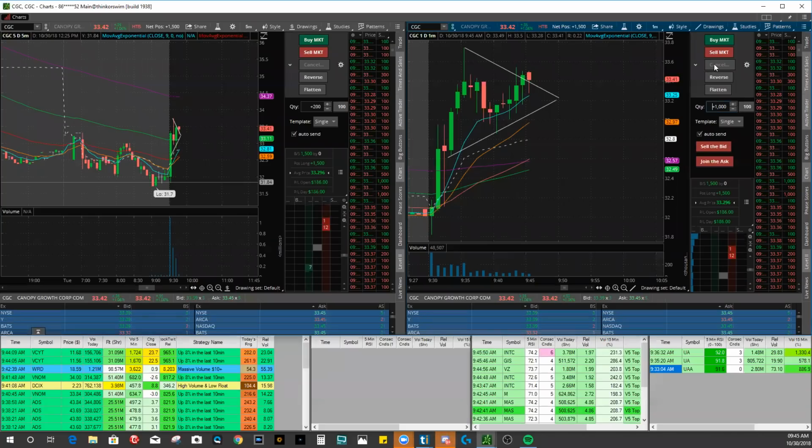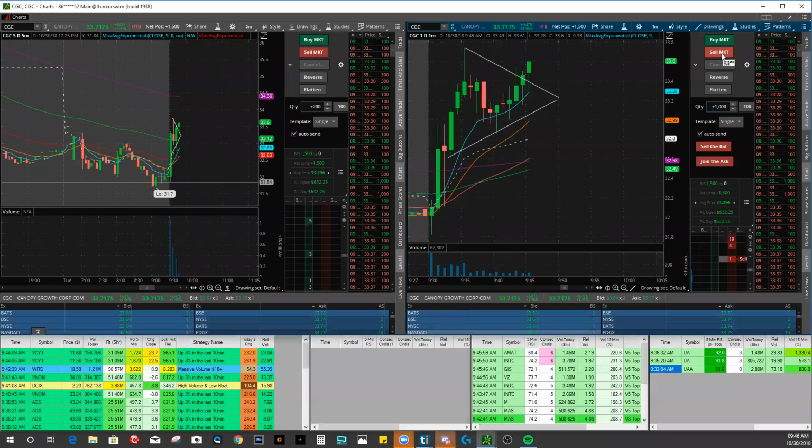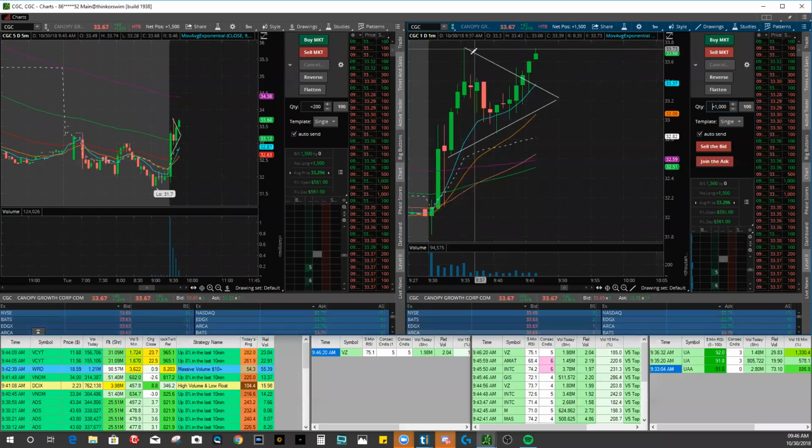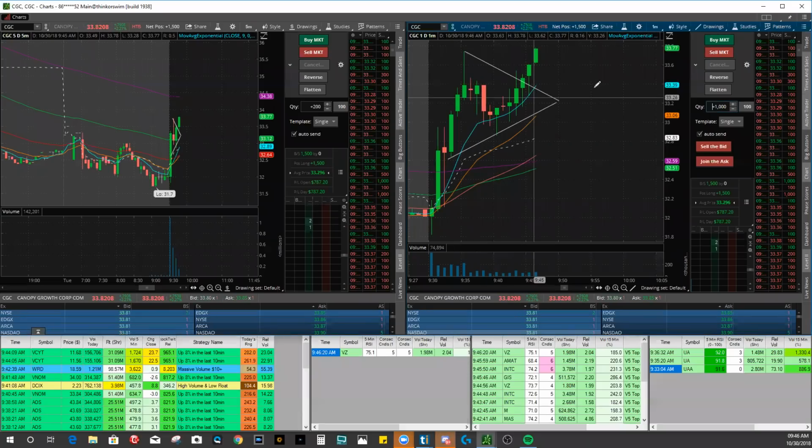So still holding long here on CGC. There we go. CGC starting to push here. Five-minute chart still pretty strong. We're trying to break over that previous high level. All right, we're almost there. We got up to the previous high, trying to break through right now. There we go, starting to push up.